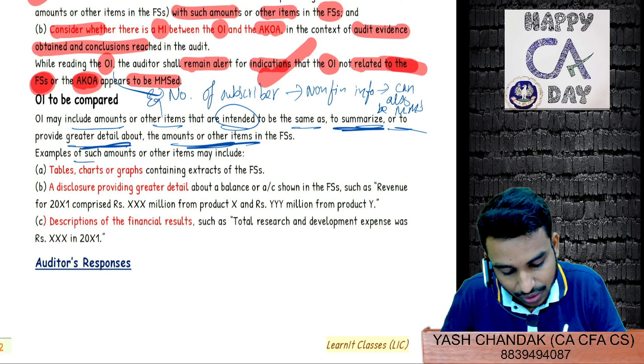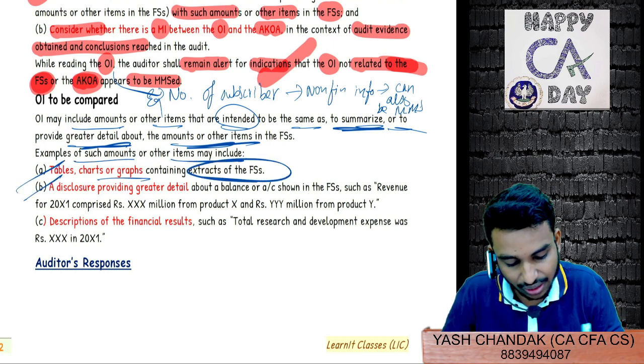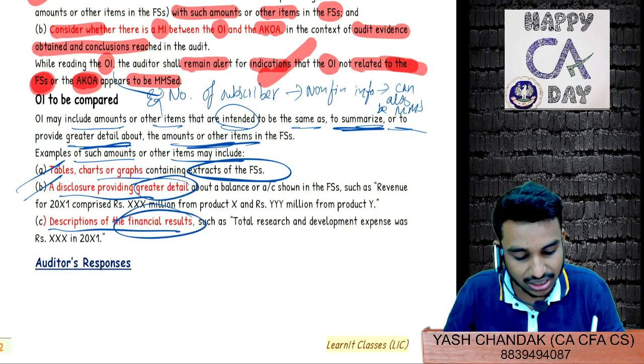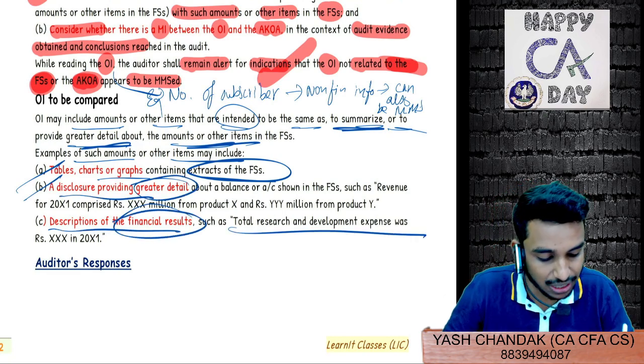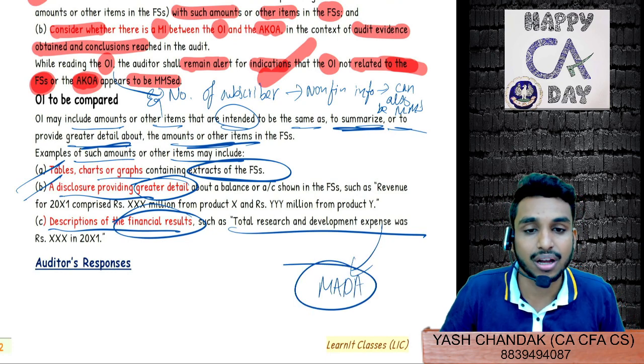And then examples of such amounts or other items will include all this: tables, charts, graphs containing extracts of the FS, disclosure providing greater detail, description of the financial results such as total research and development expense. You may find this in, suppose, MD&A.